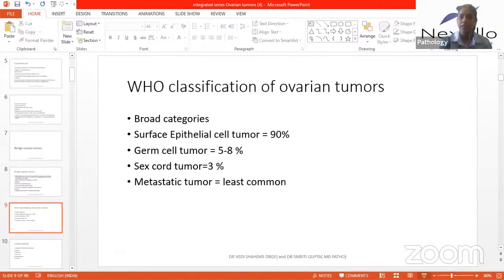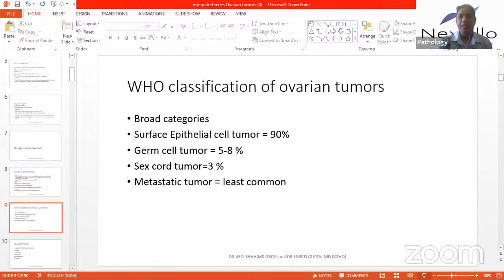Then there are germ cell tumors, which arise from the germ cell layer of the follicles. And then there are sex cord stromal tumors, which arise from the stromal areas of the ovary. And then last are metastatic tumors, which can arise from any of the other organs and have metastasized to the ovary, right? Okay, so now we come to the classification.